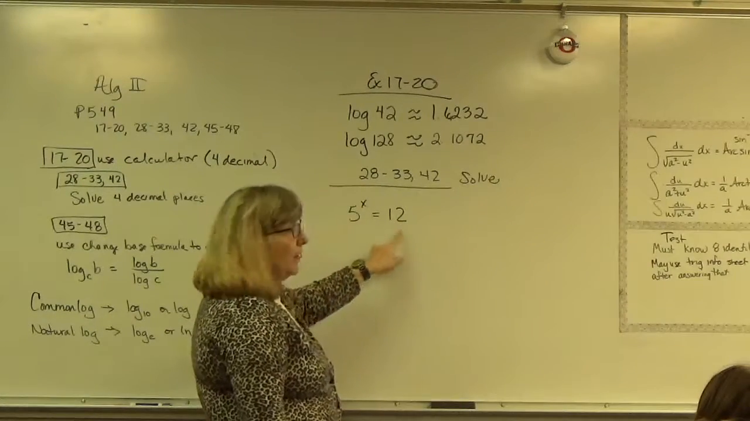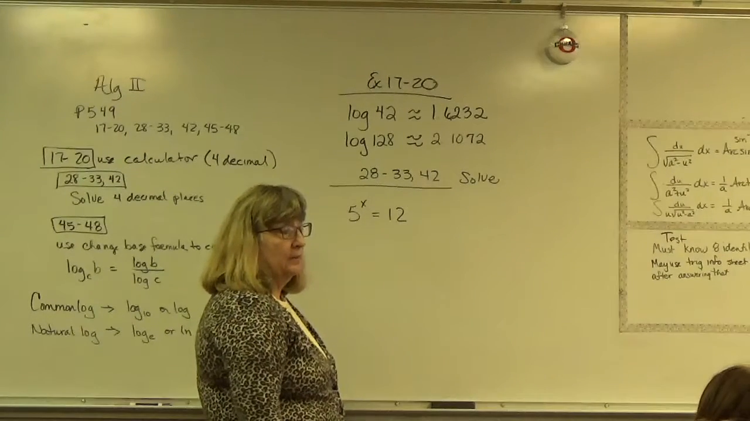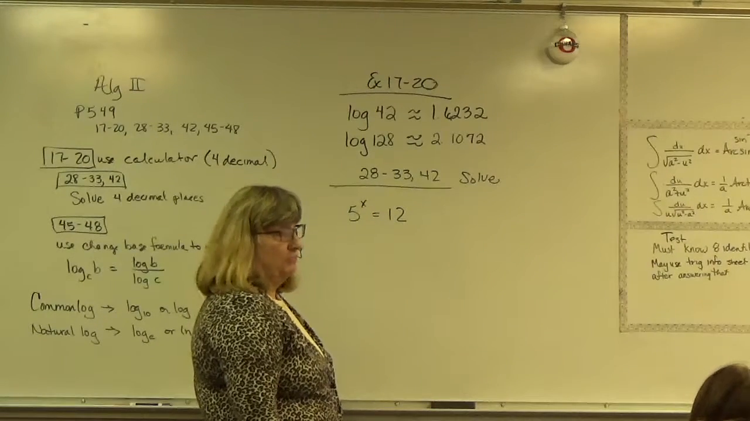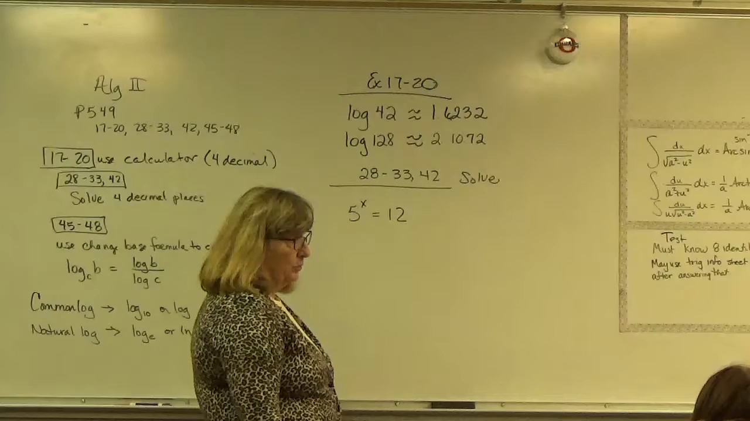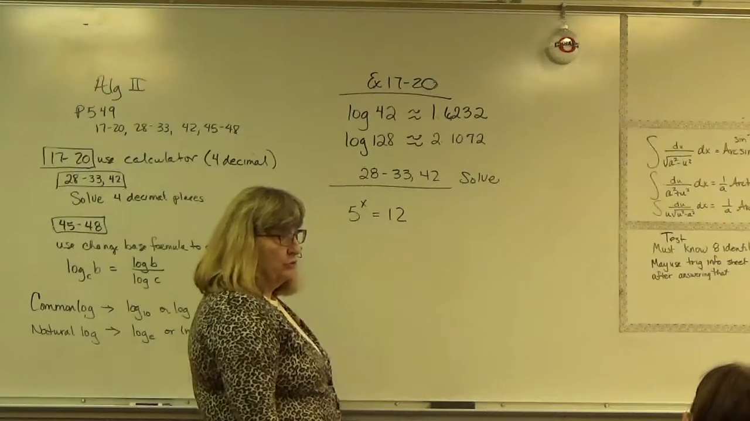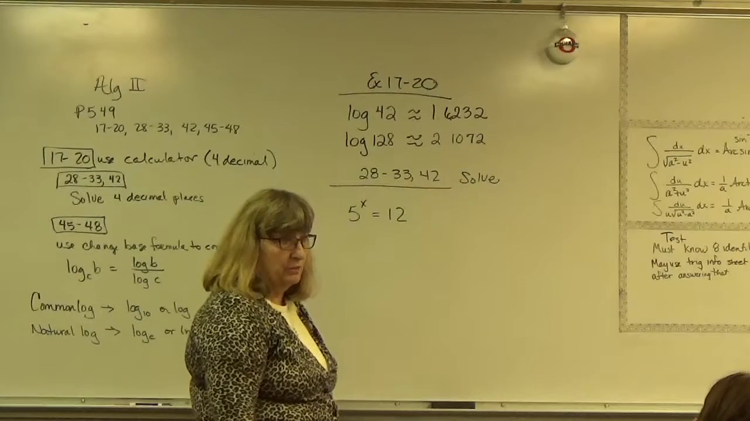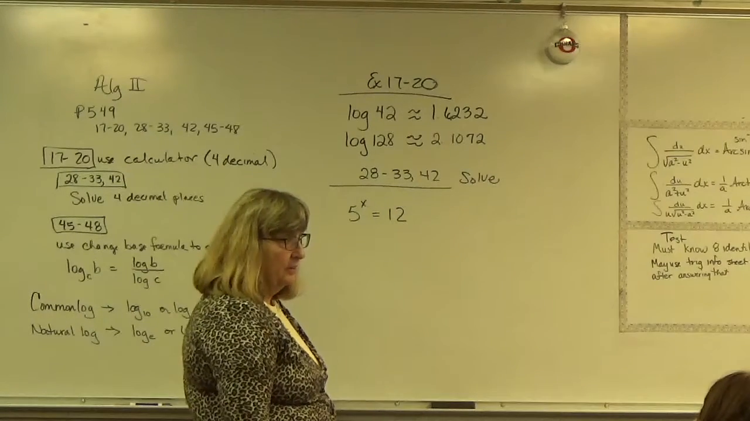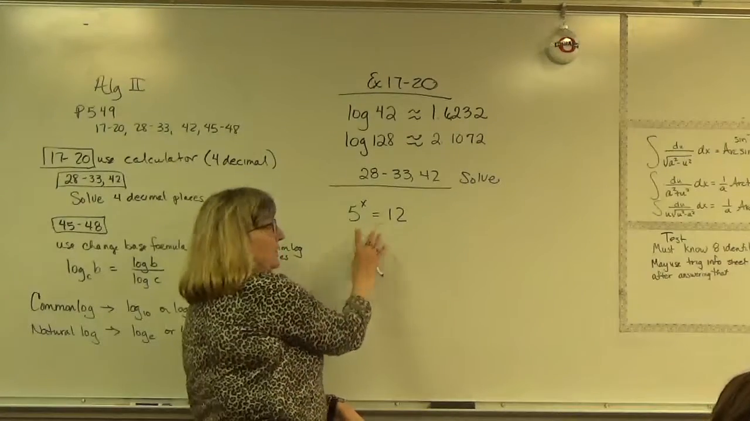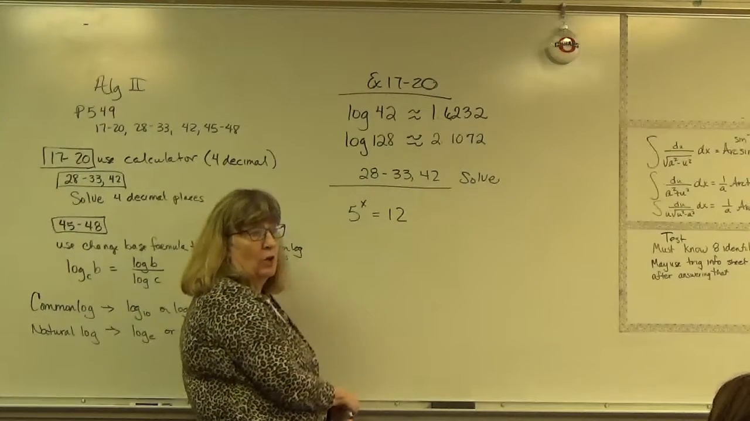So is there any way to make 5 and 12 the same base? 5 to the first is 5, 5 to the second is 25. 12 to the first is 12, 12 to the second is 144. There's no way I'm going to end up making them anywhere close to having the same bases, are they? That's why logs are still here. If you cannot make them the same bases, then you have to go to logs.